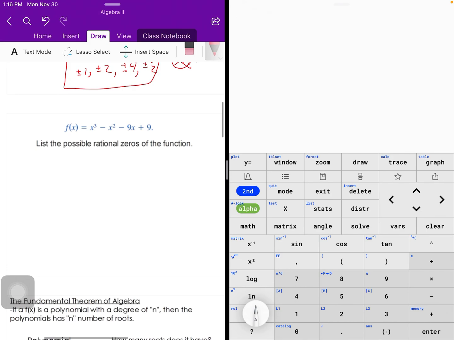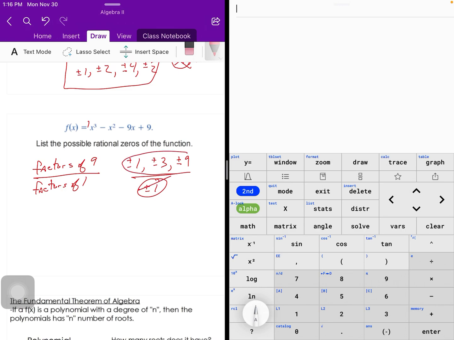Try this again. Okay, make sure it's in standard form. There's my leading coefficient of 1, so the factors of 9 over the factors of 1. So plus or minus 1, plus or minus 3, plus or minus 9, all over plus or minus 1. Now, none of them are going to change because I'm just dividing by 1. So there are my 6 possible rational roots, or in this case, rational zeros.